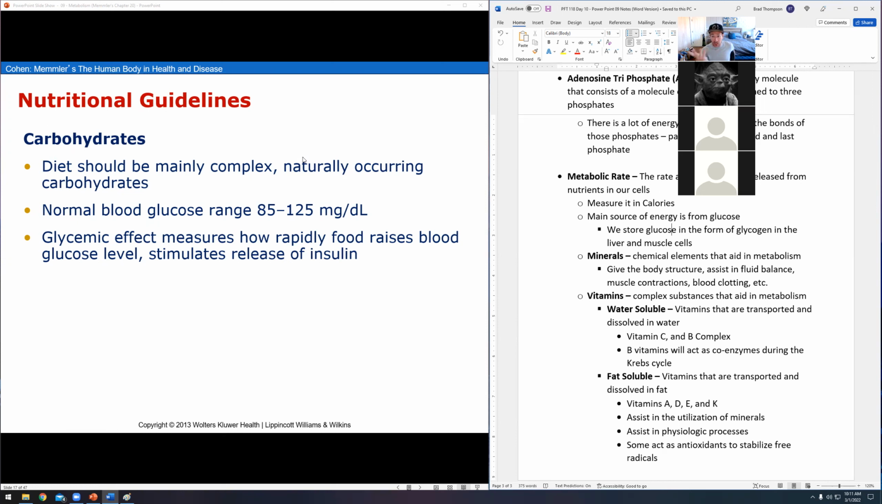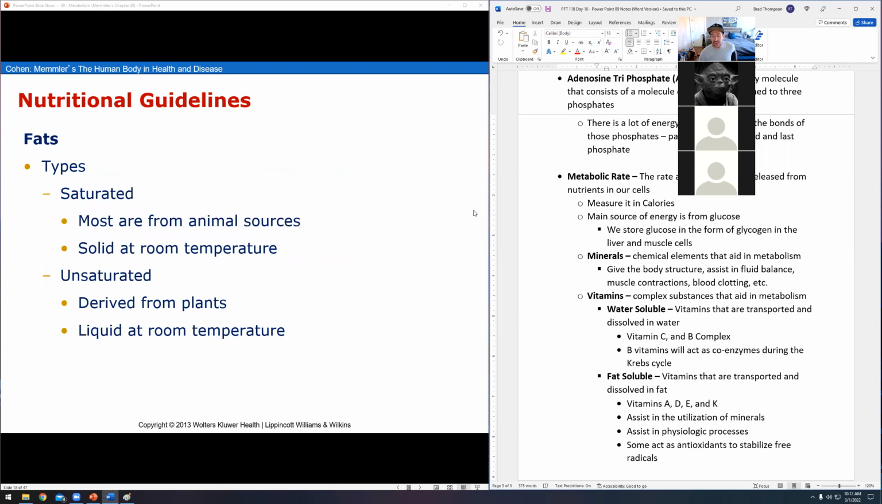If we spike our blood sugar levels, we're just pouring sugar into our blood. Our cells can't do all this other metabolism stuff. You're gumming up the works. So we're going to pay attention to how simple our carbohydrates are.